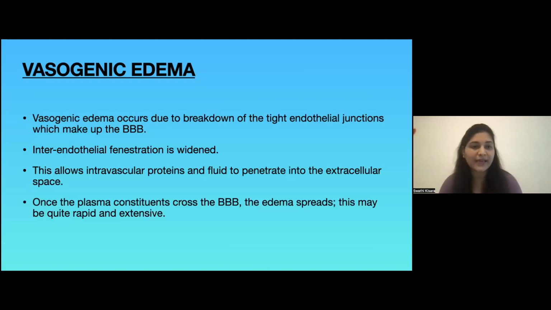Now coming to the second type of cerebral edema, which is the vasogenic type. Vasogenic edema occurs due to breakdown of the tight endothelial junctions which make up the blood-brain barrier. The interendothelial fenestrations get widened, which allows intravascular proteins and fluid to penetrate into the extracellular space. Once the plasma constituents cross the blood-brain barrier, the edema spreads, and this type of edema is quite rapid and extensive.